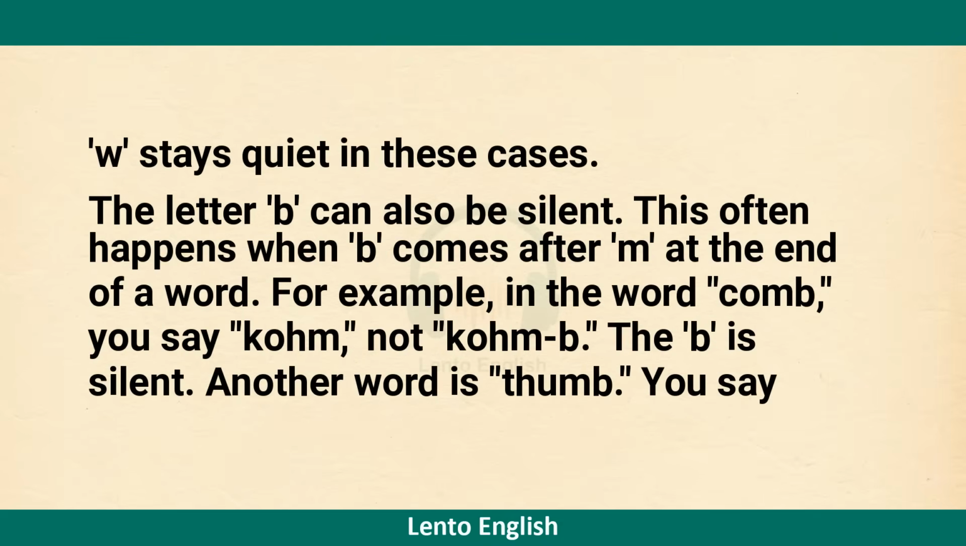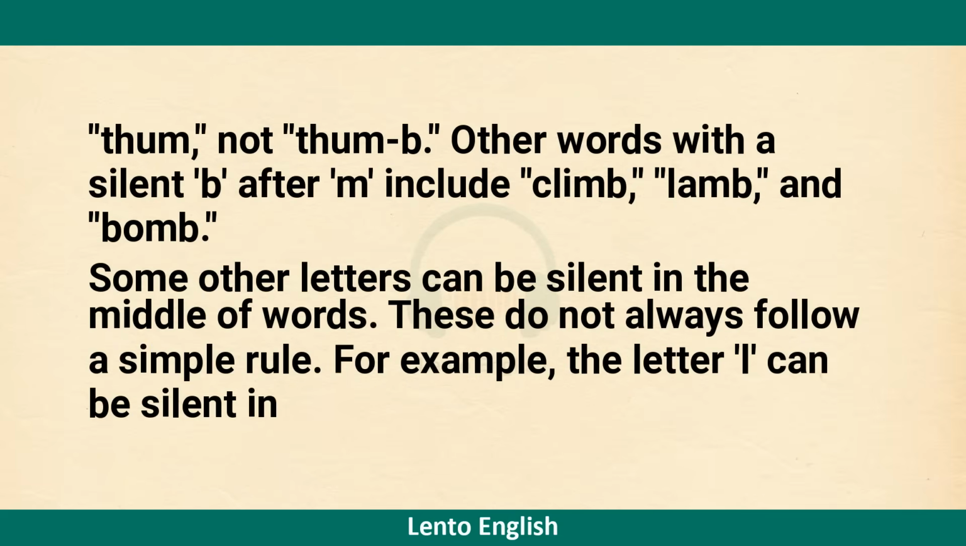The letter B can also be silent. This often happens when B comes after M at the end of a word. For example, in the word "comb," you say "comb," not "com-B." The B is silent. Another word is "thumb." You say "thumb," not "thum-B." Other words with a silent B after M include climb, lamb, and bomb.